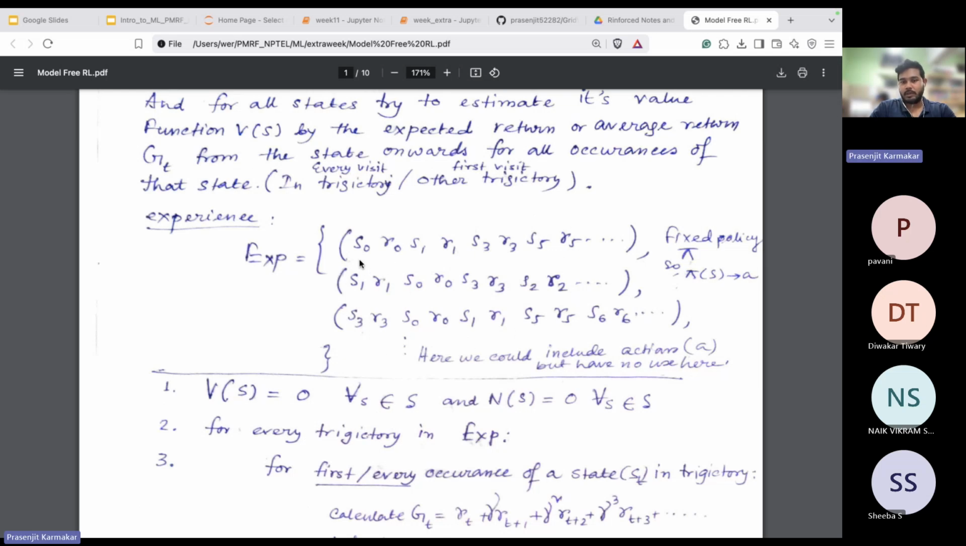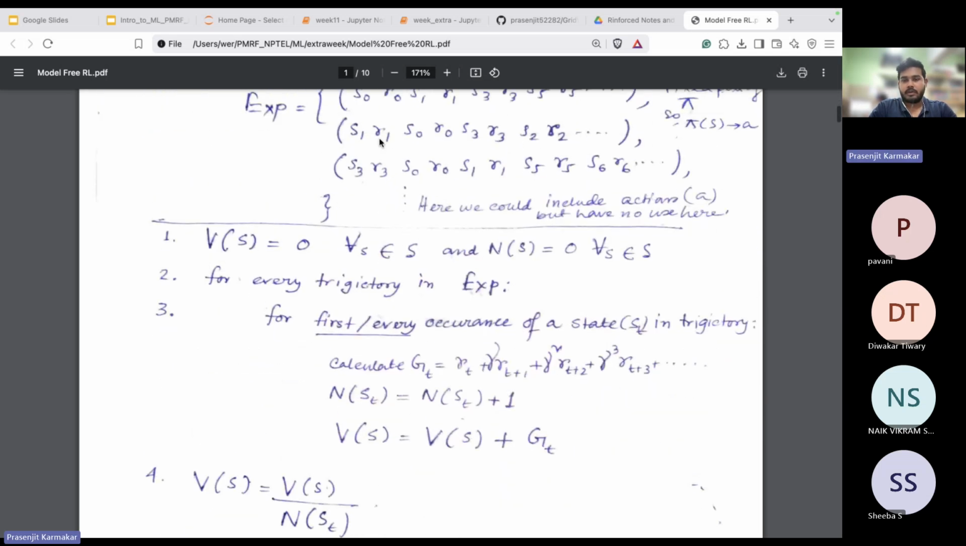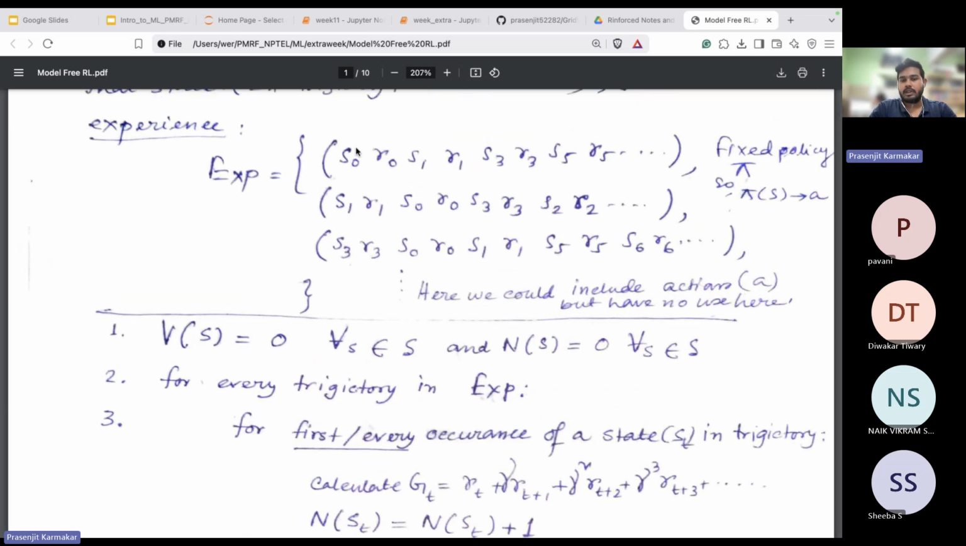So you calculate return, you have this entire set of experience. Those are nothing but state reward arrays. Actions are not necessary because you are following a fixed policy. So from that array, for trajectory one, if I want to compute the return from S0, what do I have to do? Let's say my gamma is 0.9, right? Then I have to sum like this: R0 plus gamma R1 plus gamma squared R2, and so on.